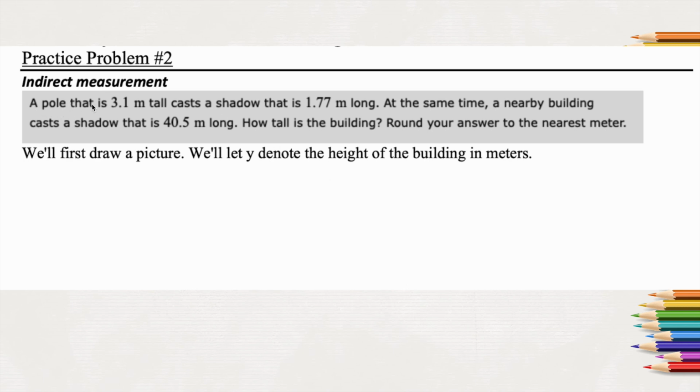With this one, I'm going to say a pole that is 3.1 meters tall casts a shadow that is 1.77 meters long. At the same time, a nearby building casts a shadow that is 40.5 meters long. How tall is the building? Round your answer to the nearest meter. So we're going to draw a little picture.